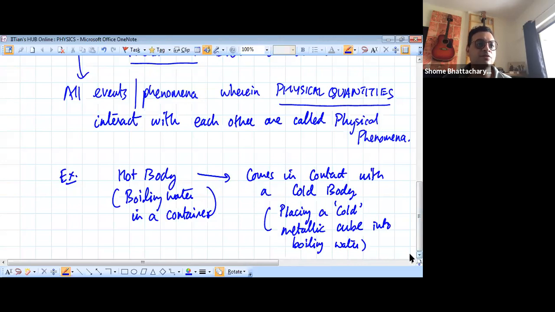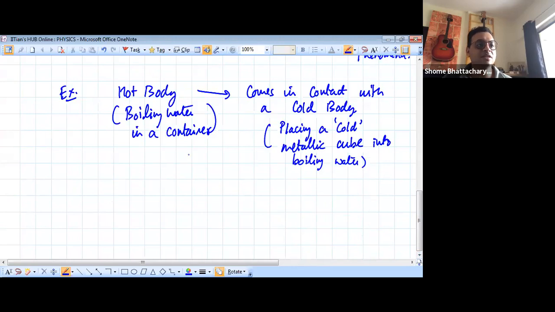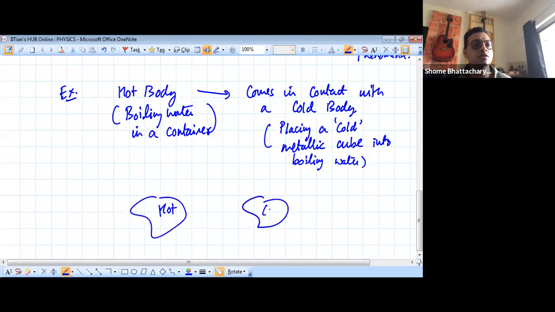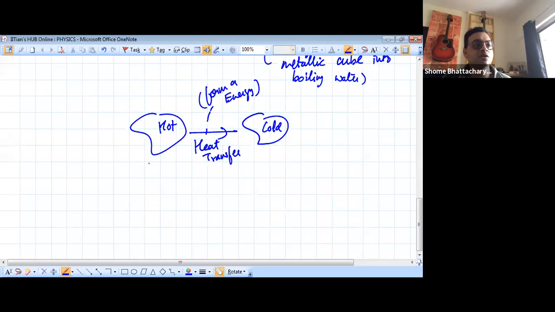So why I'm saying this is now a physical phenomenon? Because see what is happening, in this one quantity is interacting with another. So as we know, what will happen is from the hot body to the cold body, there will be transfer of heat. Or heat basically kya hota hai? Heat is a form of energy. So a form of energy transfers from the hotter body to the colder body. Till what happens? The temperature of the hotter body will tend to decrease and the temperature of the cooler body will tend to increase. So you can see how the interaction between physical quantities are happening.